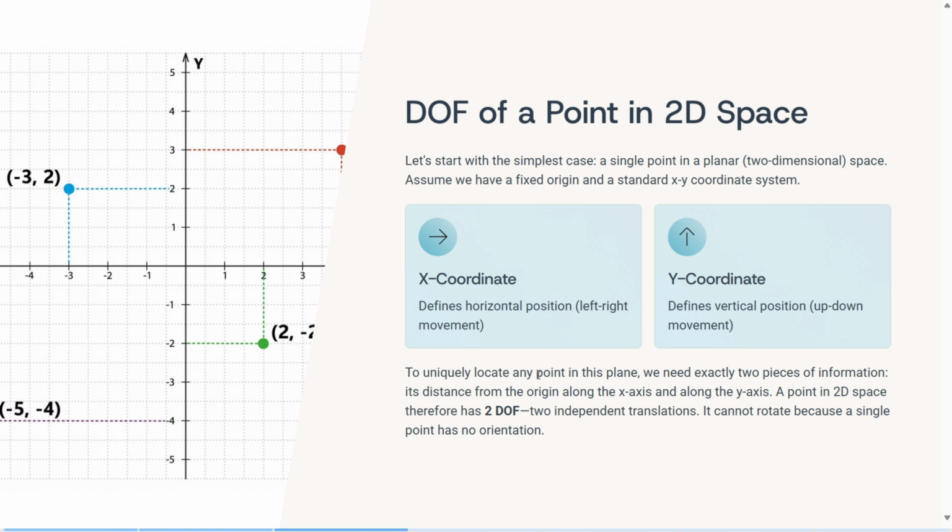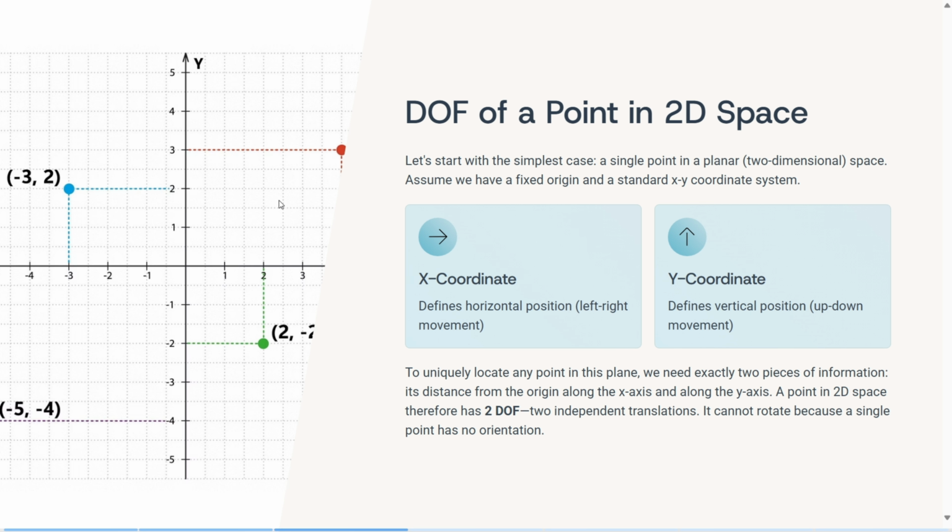That's all. Let's say, degrees of freedom of a point in 2D space. Let's say this is the graph. This is a two-dimensional one, right? This is not three-dimensional. The graph has x and y, there are only two axes. Let's start with the simple case: a single point in a planar two-dimensional space.